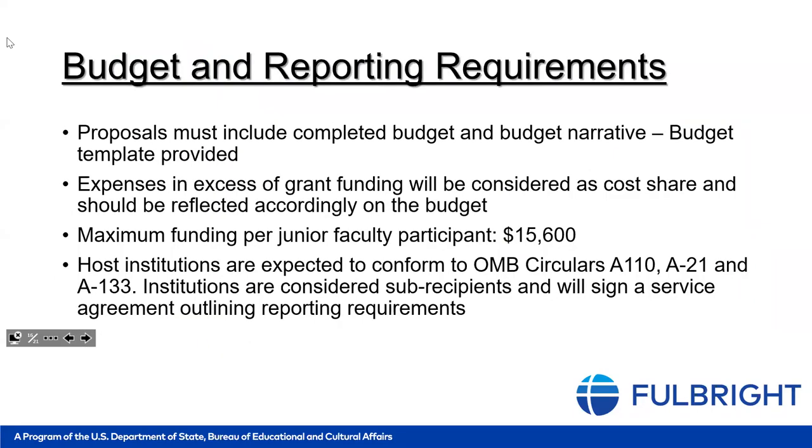And lastly, before I hand it back over to Shannon, there are budgeting and reporting requirements associated with this program, of course. All proposals must include a budget and corresponding budget narrative that provides justification for the anticipated program costs. You will find the budget template provided to you on our JFDP website. And also keep in mind that any costs exceeding the $15,600 grantee maximum will be considered as cost share.